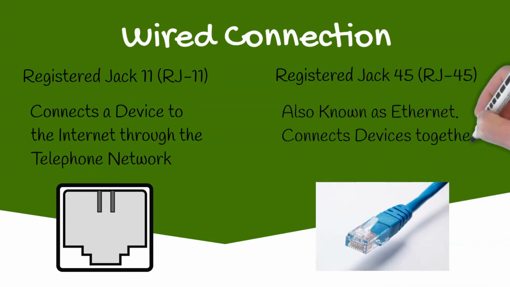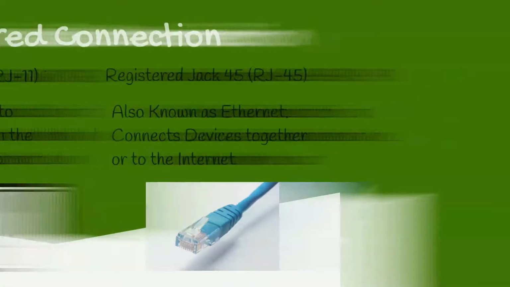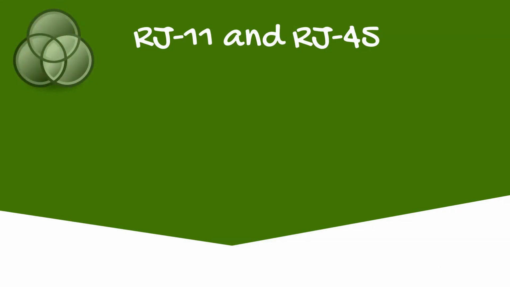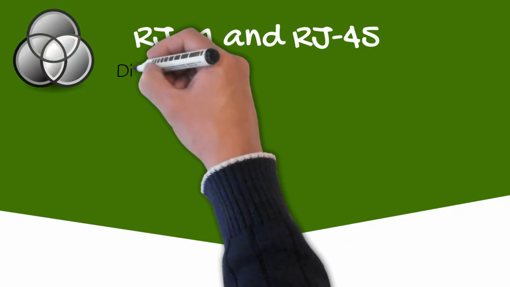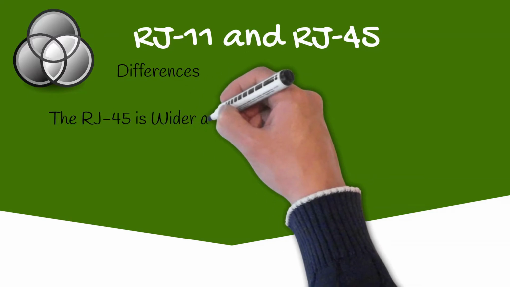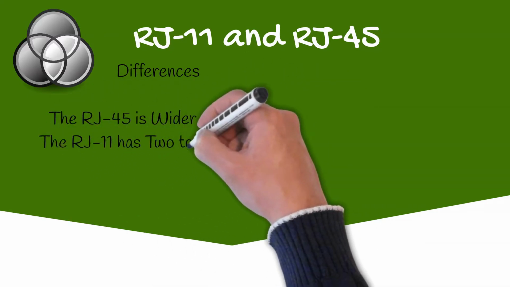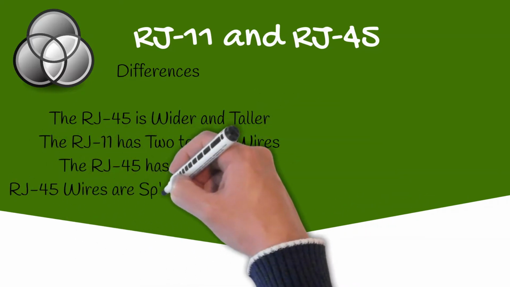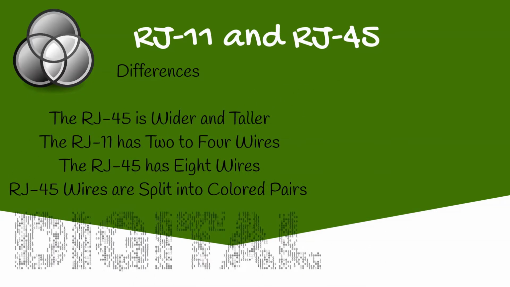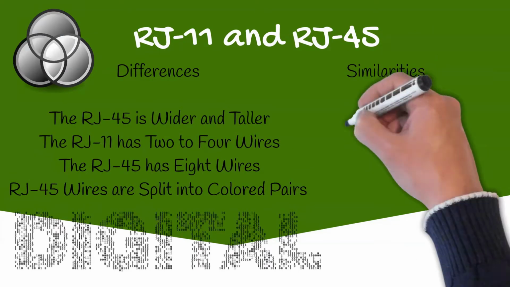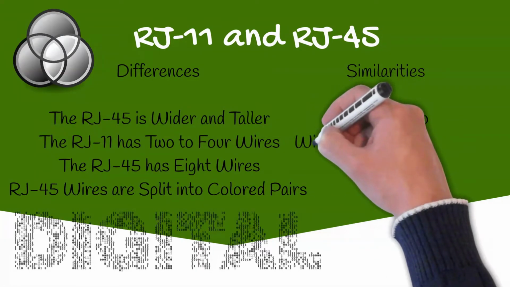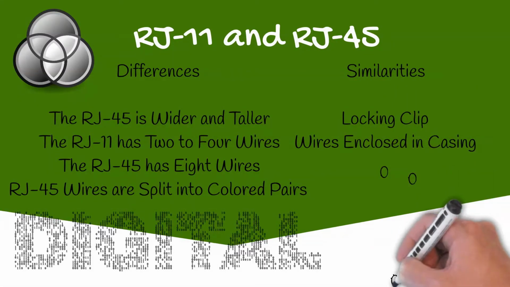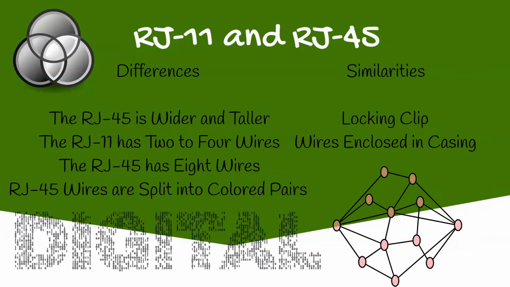The RJ11 and RJ45 connectors differ in that the RJ45 is wider and taller. Also, the RJ11 cables typically have 2 to 4 wires, where the RJ45 cables have 8 wires. The 8 wires are split into colored pairs. Both connectors have a locking clip, as well as having the wires enclosed in a casing. The RJ11 has a smaller casing than the RJ45 cable.